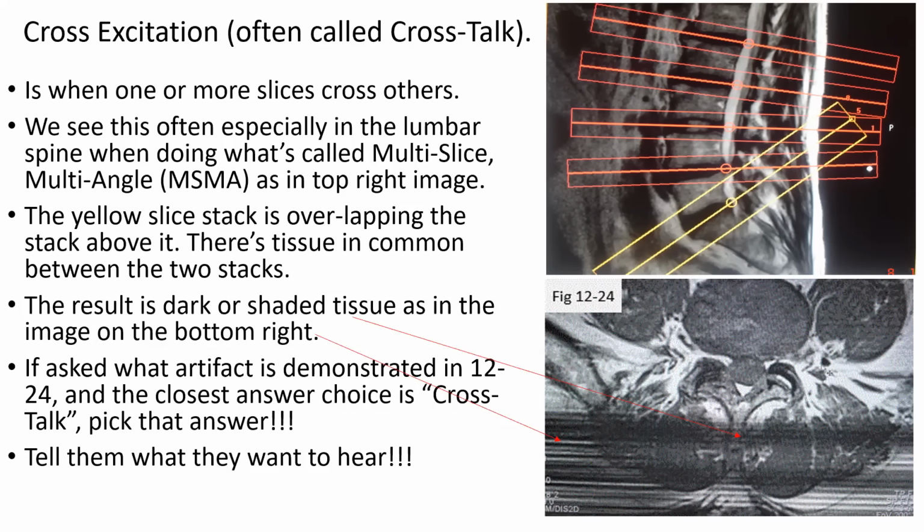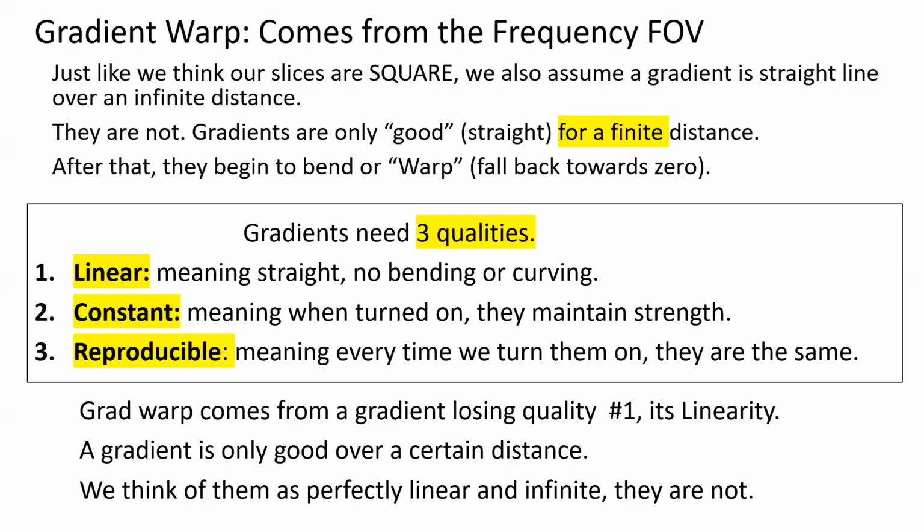So if they showed you this image in 1224 and they said, what artifact is demonstrated there? And they said to you, cross-excitation, wrap, motion, and chem shift. Cross-excitation is the answer you're going to pick. If they said crosstalk, you're going to give them crosstalk. Again, tell them what they want to hear.